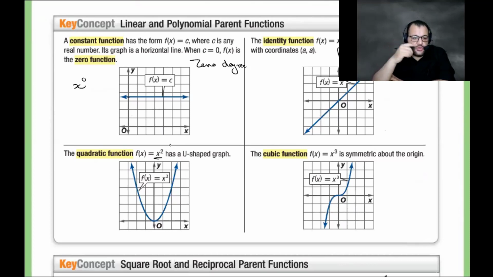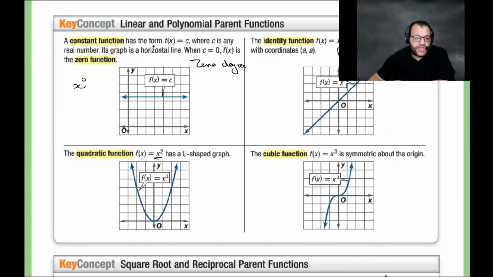Okay. So it's represented by a U shape or a parabola. So this function is of the second degree. The cubic function, which is f of x equals x to the power 3, is symmetric about the origin point. It's represented by this graph. That's the graph for the cubic function.